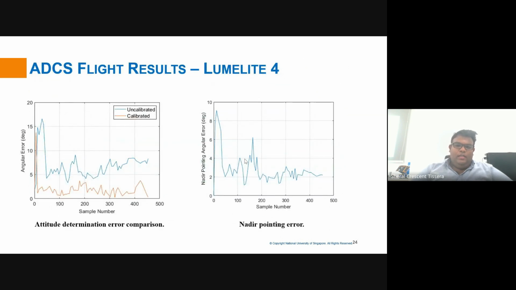These are some of the flight results that we got from Lumelite 4. After calibration, we are able to achieve a pointing error of about 2 degrees using our IMU-A, which has a lower precision. So with IMU-B for Lumelite 123, we can achieve a pointing performance of about 1 degree once it is calibrated during the launch and early operation phase of the satellite.